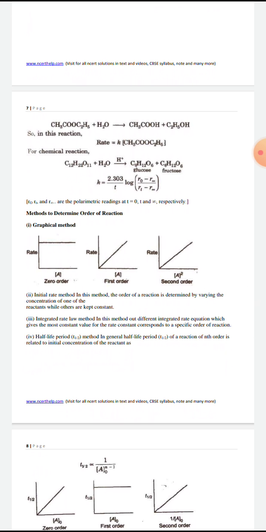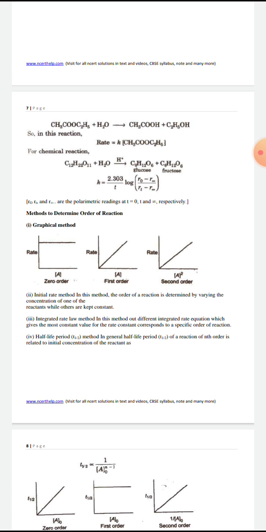And the integrated rate law method. In this method, the integrated rate equation which gives the most constant value for the rate constant corresponds to a specific order of reaction. It corresponds to a specific order of reaction.